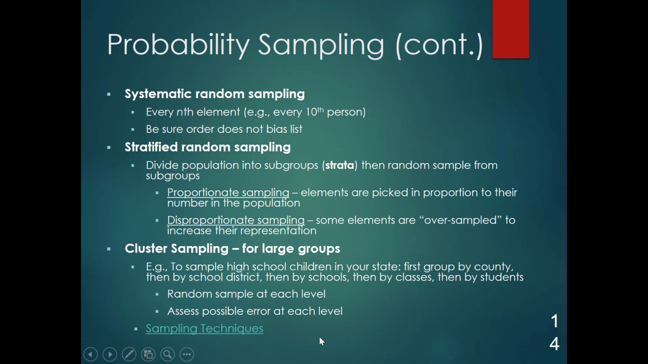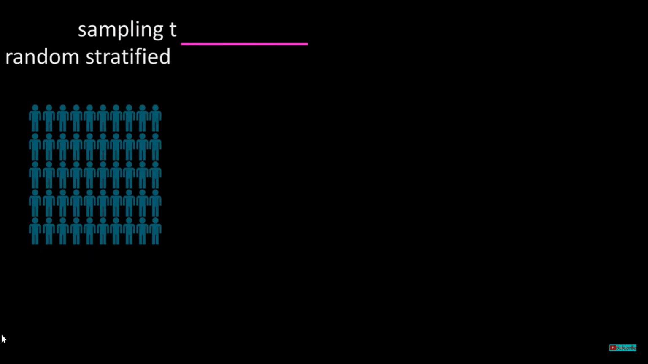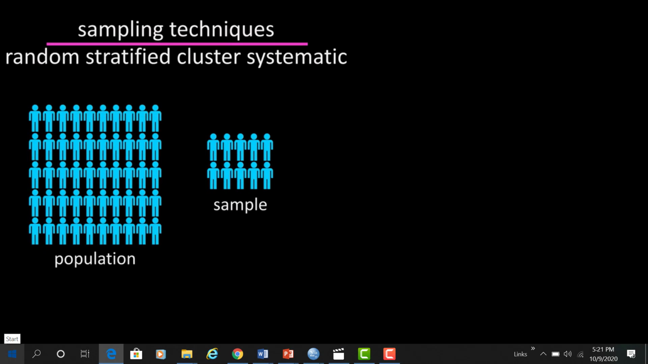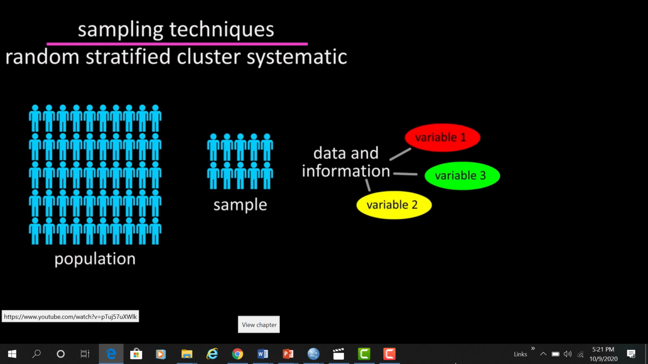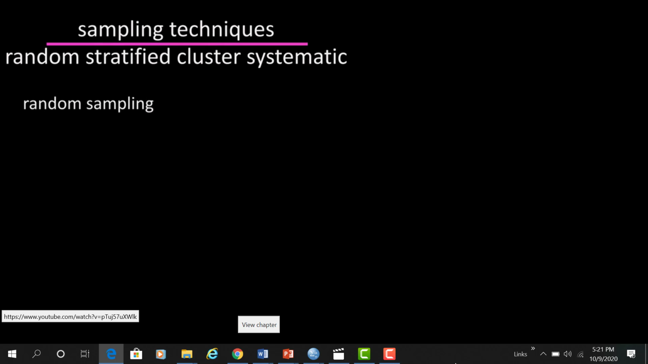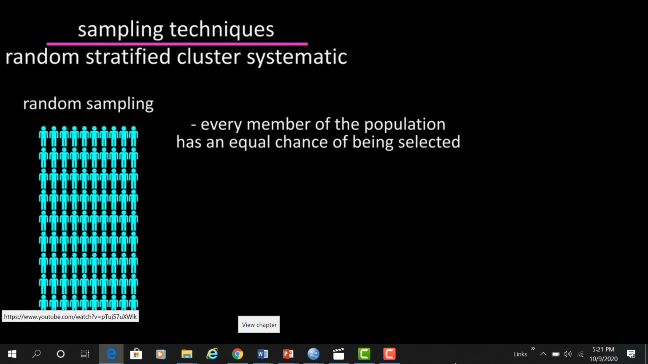So here's a short video demonstrating these random sampling techniques. A sample is part of a population, and researchers use samples to collect data and information about a variable or variables from the larger population. To obtain samples that are unbiased, there are mainly 4 different sampling techniques or methods: random sampling, stratified sampling, cluster sampling, and systematic sampling. A random sample is a sample where every member of the population has an equal chance of being selected. There are a few different ways to do this.